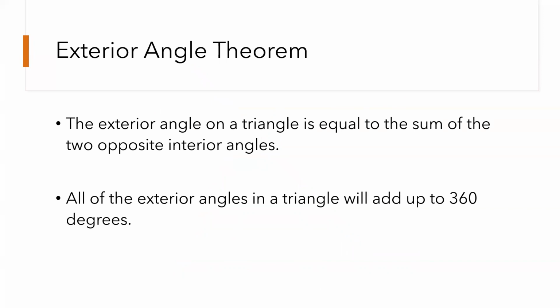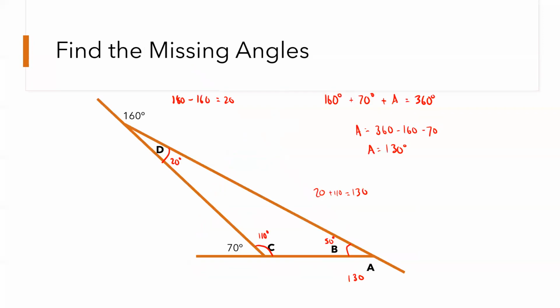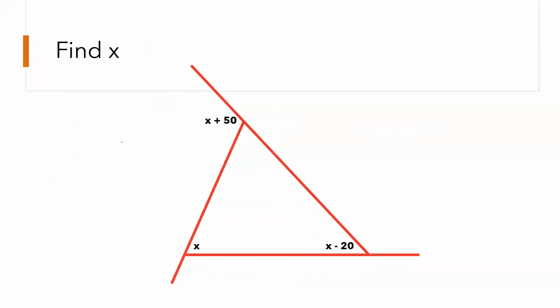So let's see. The exterior angle on a triangle is equal to the sum of the two opposite interior angles. So x plus 50, that's this exterior angle here, equals the sum of these two angles. So x plus x minus 20. We can simplify this. x plus 50 equals 2x minus 20. And then we want to solve for x.